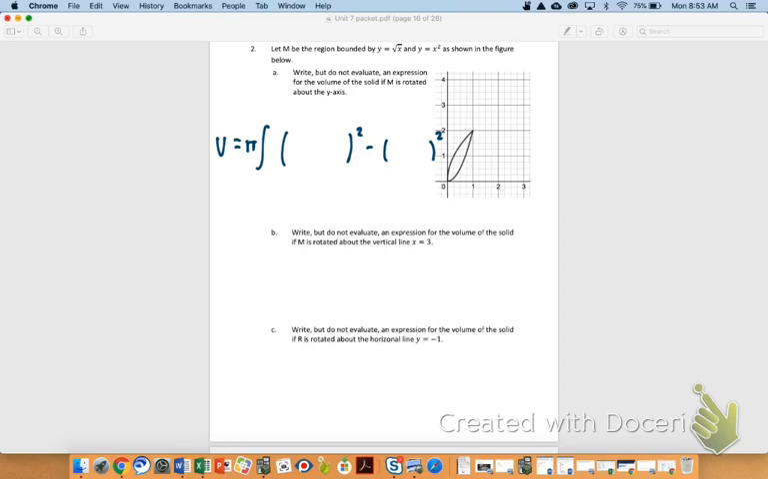Oh, it's frozen. There you go. Did you guys pick dy or dx for this one? Doesn't it have to be a dy? Because we need to be perpendicular to that axis of rotation. So I'll put dy right there.